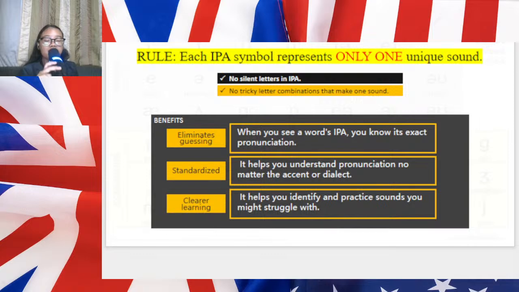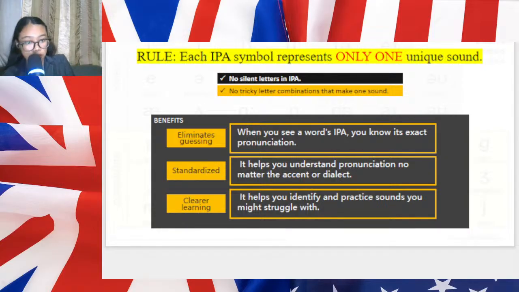There's just one F symbol, so we are going to follow with that despite the spelling. Okay, so that's it. And what are the benefits of this amazing system? Of course, the display clearly outlines them. For us, first, it eliminates guessing.